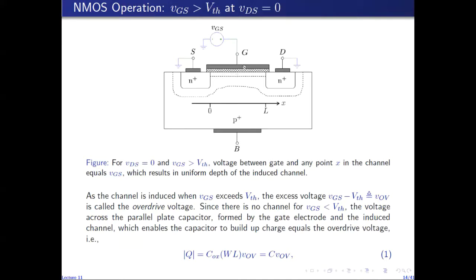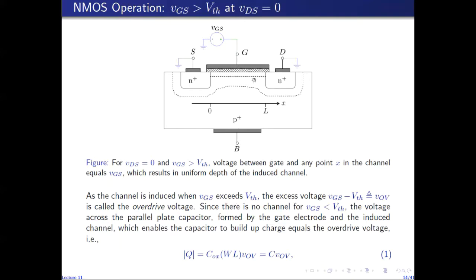So the voltage across the capacitor, which allows the capacitor to store the charge, is then VGS minus V threshold, or the overdrive voltage. This overdrive voltage multiplied by the total capacitance between the gate and the channel, represented here by C, gives us the magnitude of the charge stored in the capacitor. In other words, it is the magnitude of the charge stored in the form of free electrons in this channel.